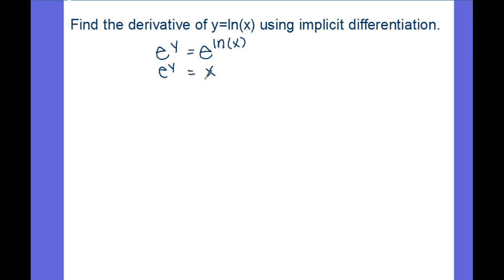Okay, what's the derivative of e to the y? e to the y times the derivative of y, dy/dx, which is the derivative of y. What's the derivative of x? 1. So we want to solve for dy/dx, which means we need to divide by e to the y.